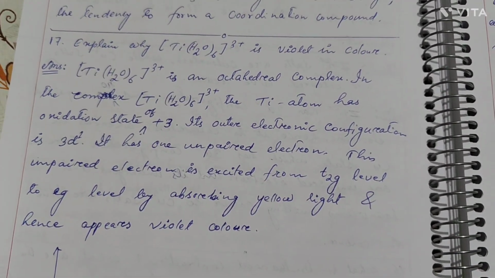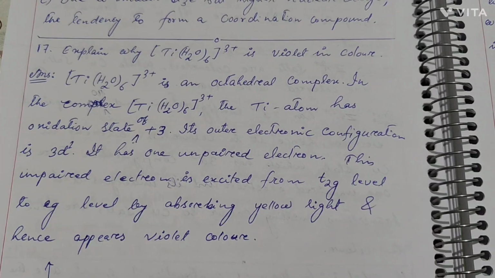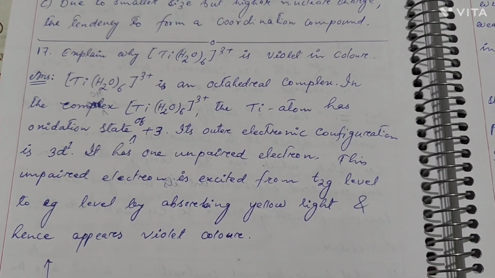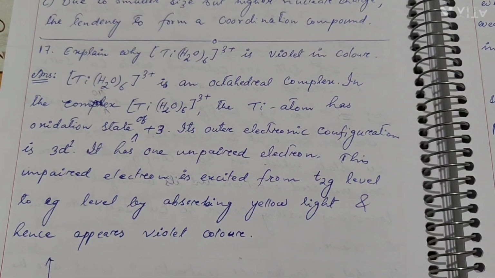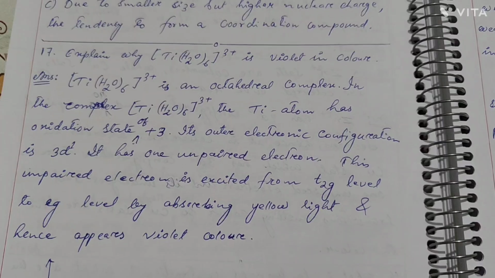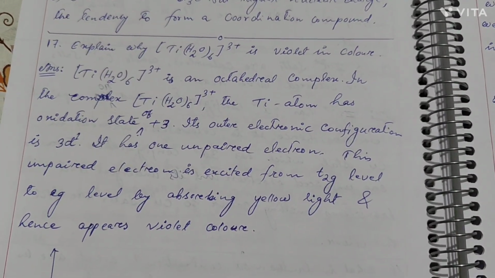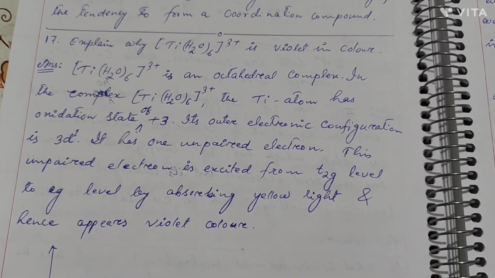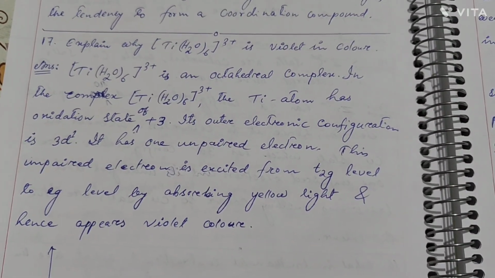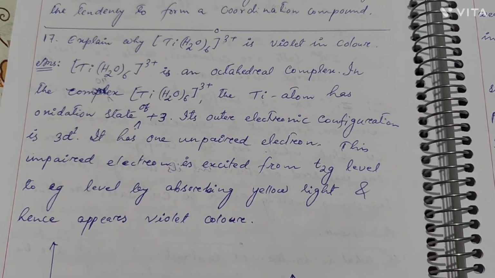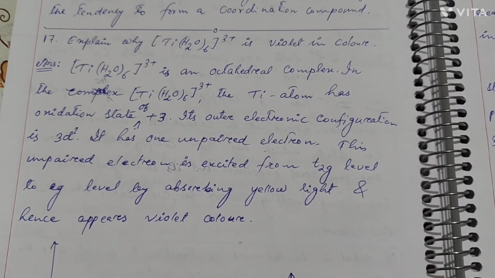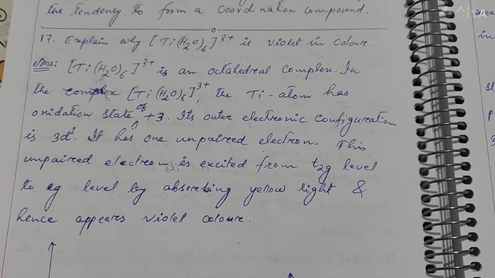Next, coming to question number 17. Explain why [Ti(H2O)6]3+ is violet in color. Hexaaqua titanium(III) ion is violet in color. Why? The answer is given. [Ti(H2O)6]3+ is an octahedral complex. There are 6 ligands in this compound. The ligand present in this compound is H2O. There are 6 H2O ligands connected with titanium.